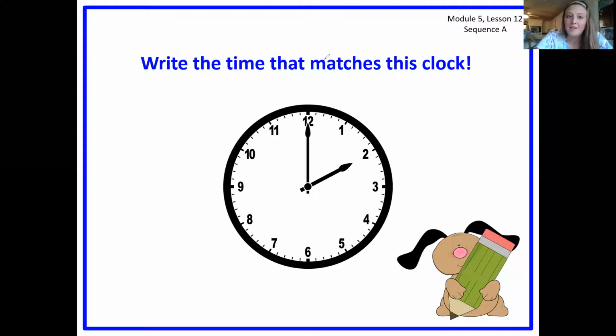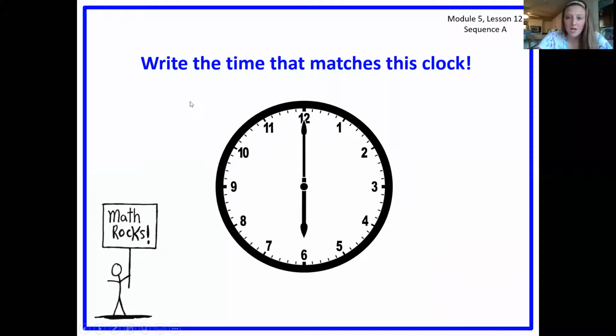You guys are on it today. Let's see if we can challenge our brains now. So think about which is the short hand, which is the long hand. So this one would be 6 is where the short hand is, and there's 0 minutes because it's at the top. It is 6 o'clock.